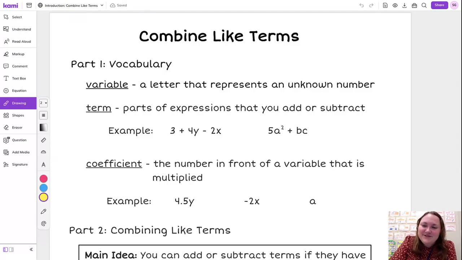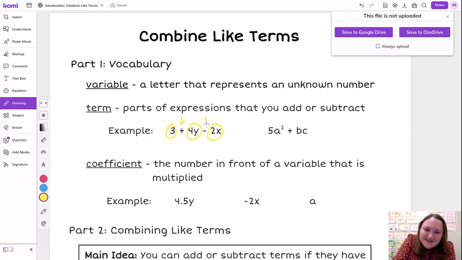One of the new words for this lesson is the word term. Terms are the parts of the expression that you add or subtract. So for example, in the expression 3 plus 4y minus 2x, there are three terms: 3, 4y, and 2x. They're always separated with plus or minus signs.